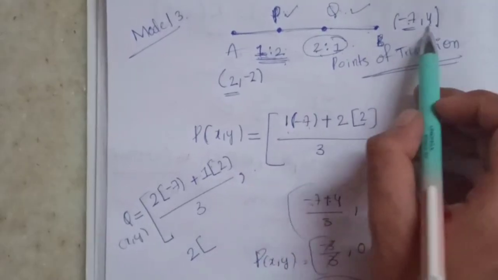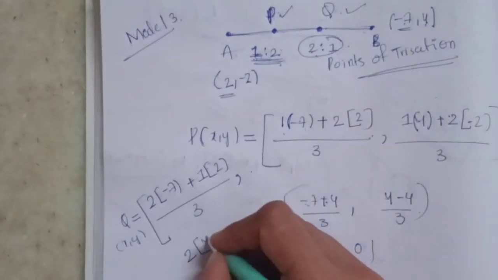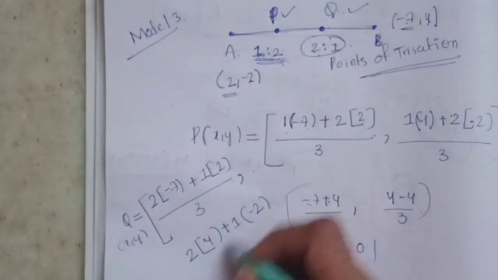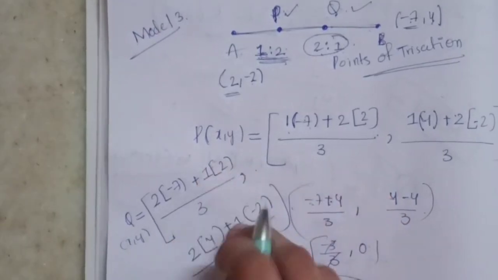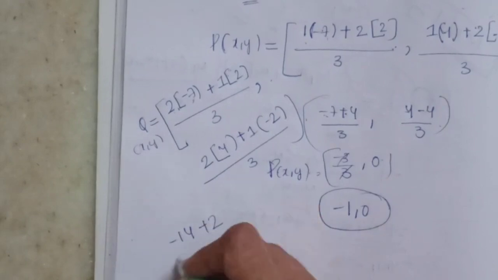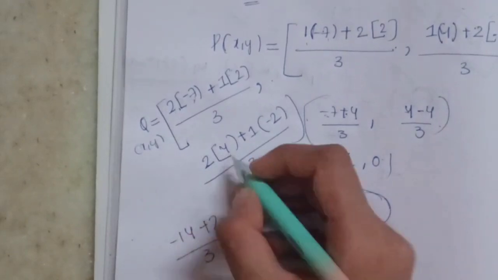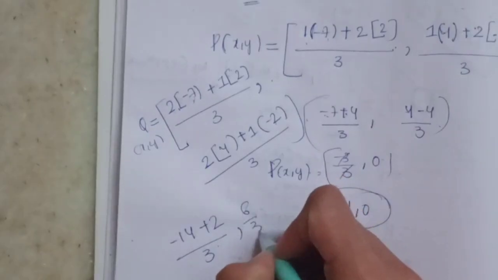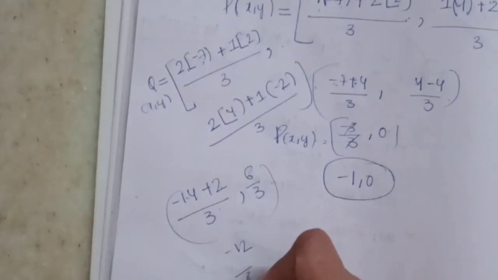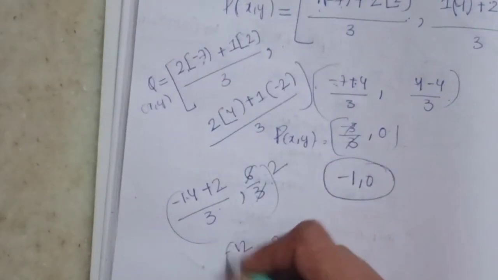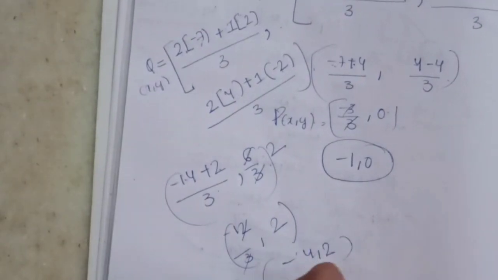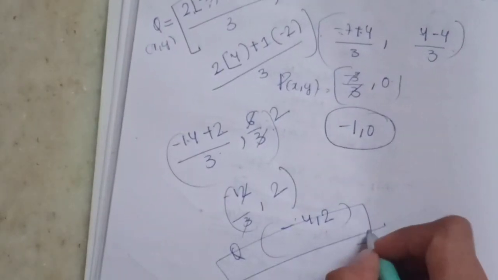M1 is 2, M1 y2 plus M2 is 1, y1 by M1 plus M2. Right, let us solve this. So 2 into minus 7 is minus 14 plus 2 by 3, comma 8. 8 minus 2 is 6 by 3. Okay, so minus 14 plus 2 is minus 12 by 3, comma 6 by 3 is 2. Okay, so minus 4 comma 2 is the point Q. Point Q is minus 4 comma 2.